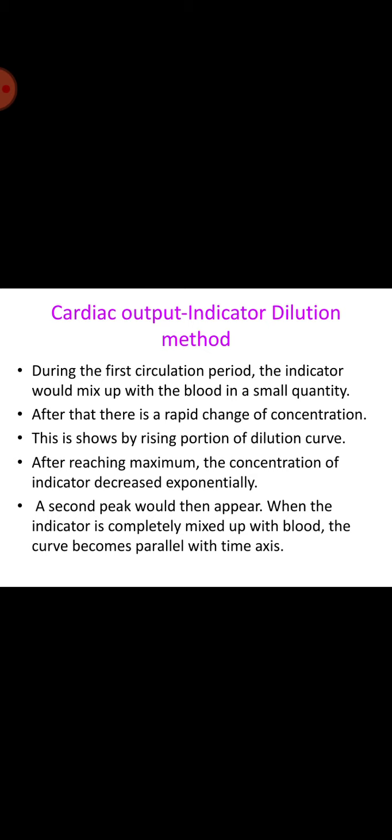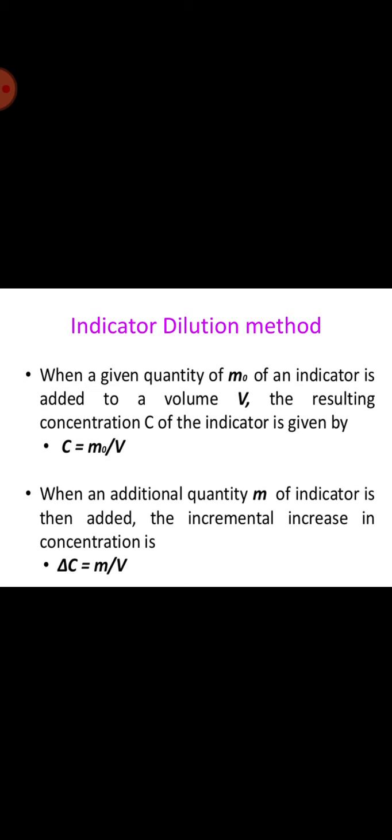So during the first circulation period, the indicator would mix up with the blood in a small quantity, and after that there is a rapid change of concentration. So this is given by the rising portion of the dilution curve. After reaching maximum, the concentration of the indicator decreases exponentially. A second peak would then appear, and when the indicator is completely mixed up with the blood, the curve becomes parallel with the time axis.